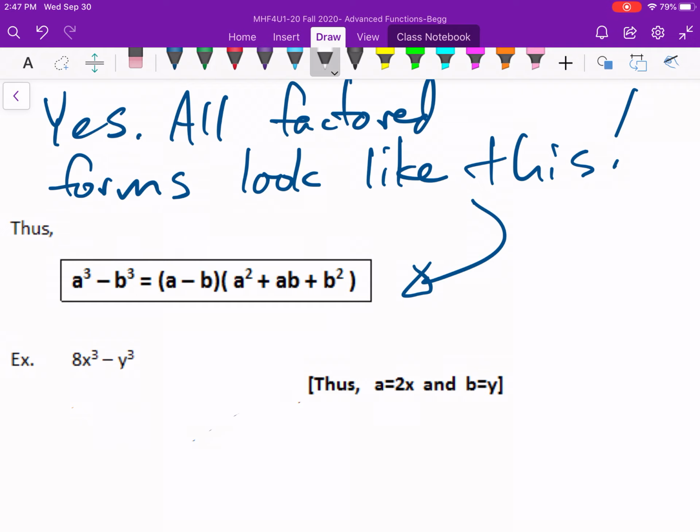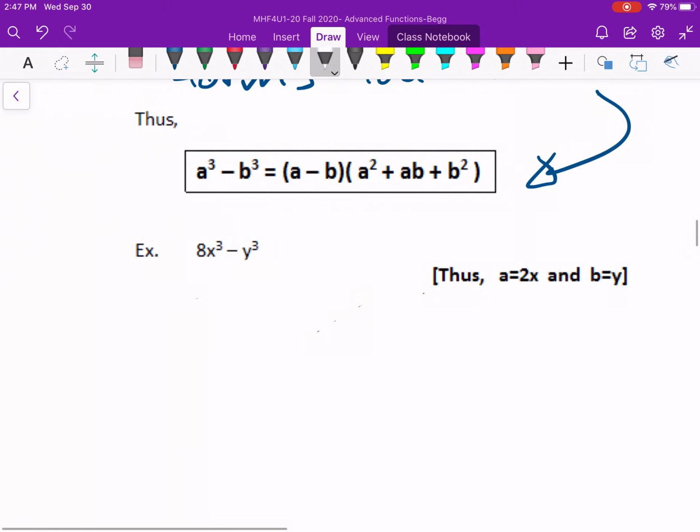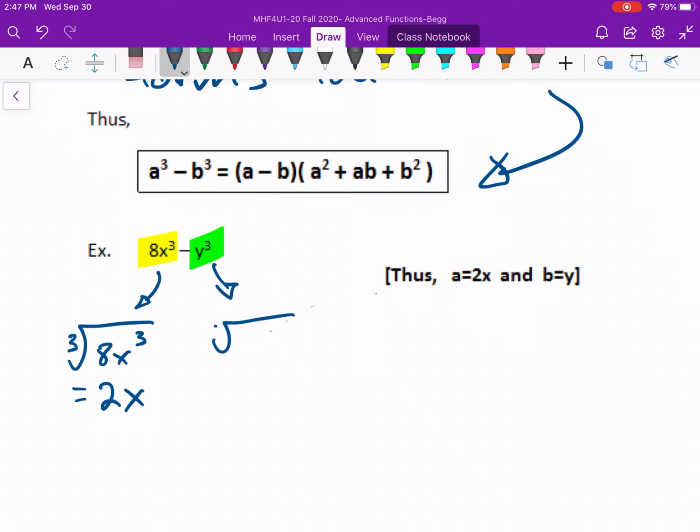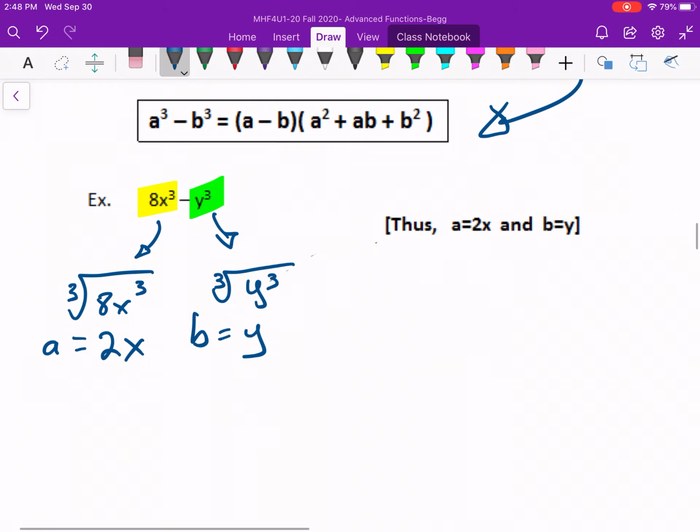Okay? In order to actually just put this into effect, we need to realize that we got two perfect cubes. So the first perfect cube is 8x cubed. In other words, if I were to take the cube root of 8x cubed, the cube root of 8 is 2, and the cube root of x cubed is x. If I were to take the cube root of y cubed, then I would just get y. So that's my a and my b values from the formula up above.